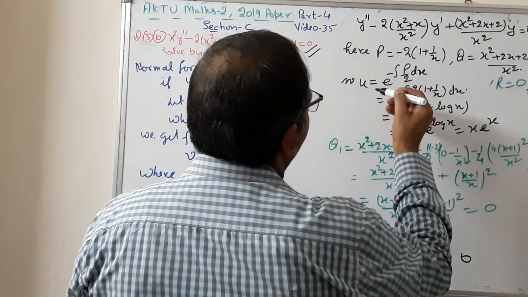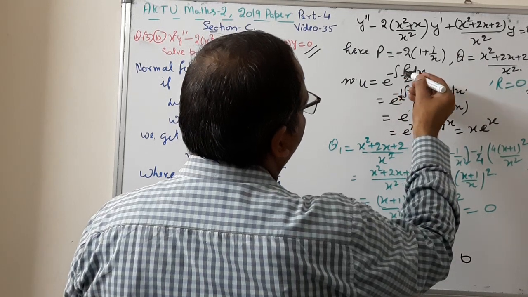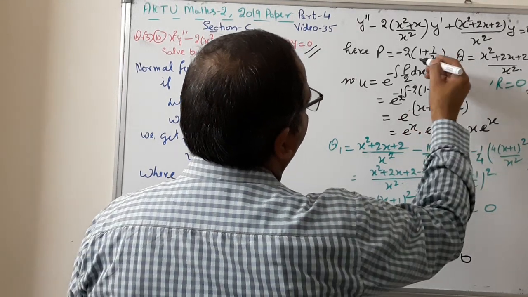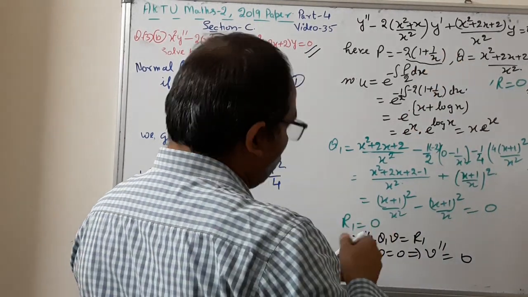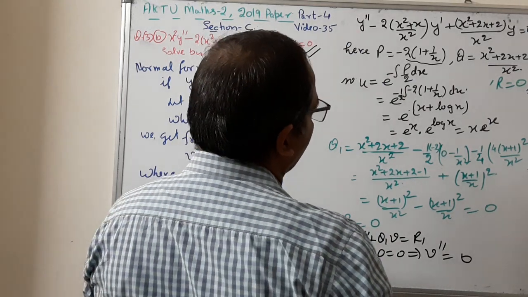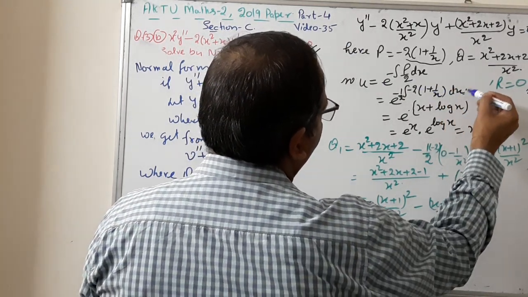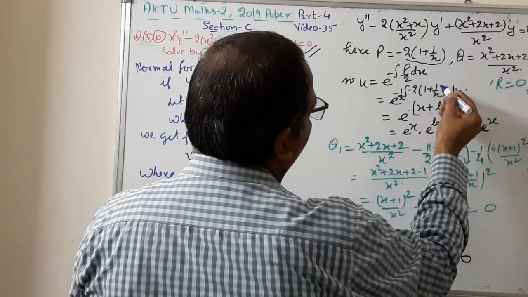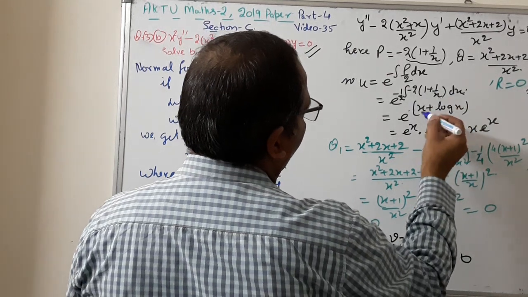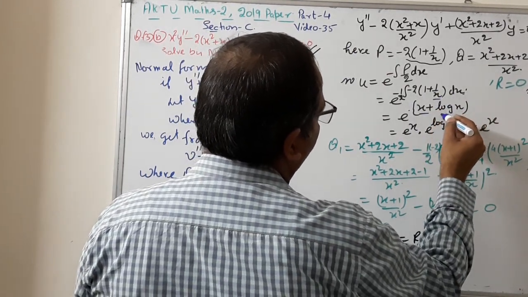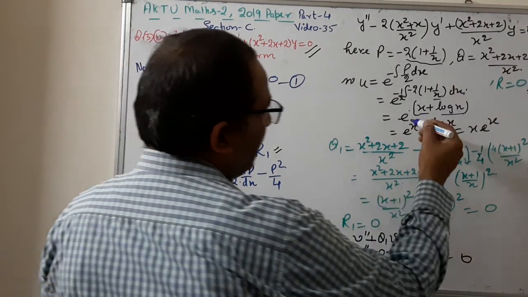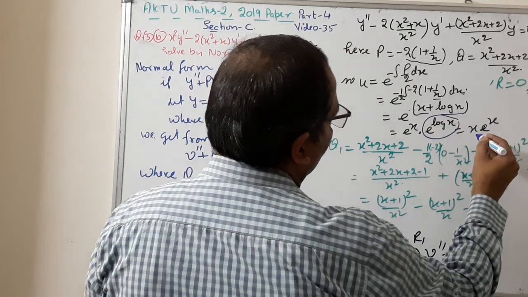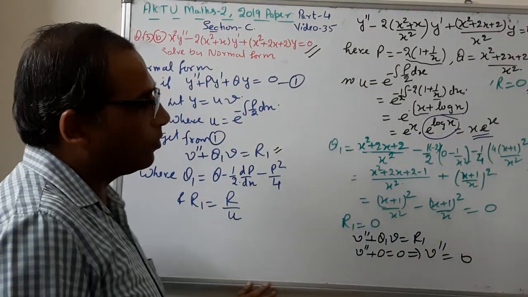First find the value of u. u is equal to e to the power minus integration p by 2 dx. So e to the power minus of 1 by 2, and the value of p is this one: minus of 2 times (1 plus 1 upon x). So put here minus of 2 times (1 plus 1 upon x) dx. Minus 2 and minus 2 cancel out. That is integration of 1 plus 1 upon x dx. The integration of 1 is x and integration of 1 upon x is log x, right? Just separate this one, we write e to the power x into e to the power log x, and the value of e to the power log x is x. So the answer is equal to x into e to the power x.